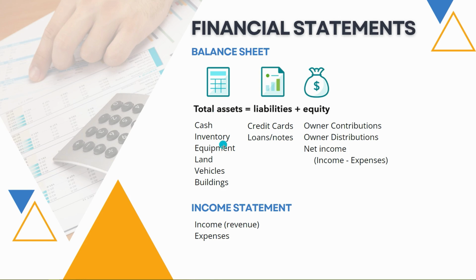An asset is something that you own that provides value for your business. Some easy examples here: cash, inventory, equipment, land, vehicles, buildings. All of those things are assets that you own and have in your business. Okay, so that's one side of the balance sheet. And then you have your liabilities. A liability is anything that you owe to someone else. The two most common ones are credit cards and loans or notes. You can think of mortgages, auto loans, those types of things.